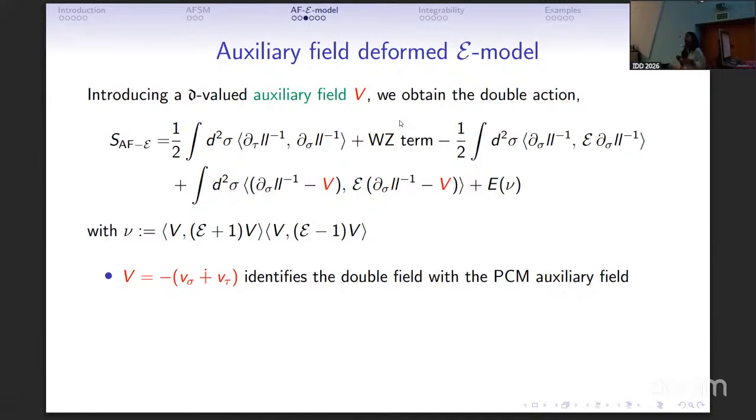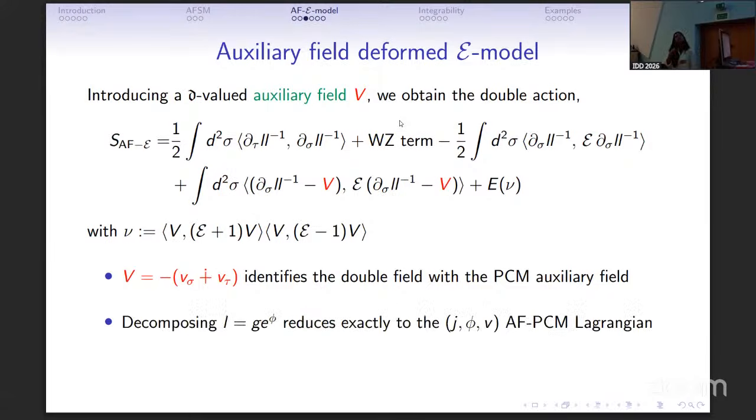Now, in order to go back to PCM or the group level, you will need to see how the decomposition for this Drinfeld double valued auxiliary field V would look as well. And if you take this, it will identify the double picture of the PCM auxiliary field. So you take this V and once again decompose in the same way, and that will take you to the uplifted Lagrangian, which is in terms of not just J and phi, but the auxiliary field as well.